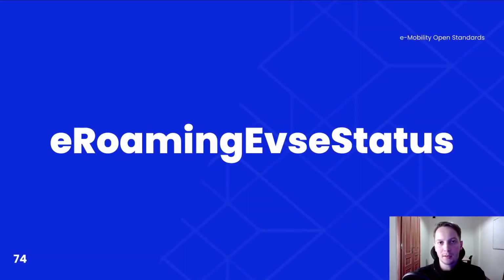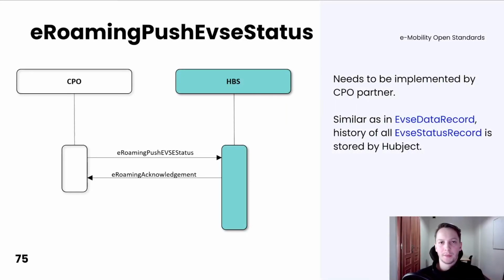Another EVSE related service important from the CPO perspective is eRoamingEvseStatus. In contrast to eRoamingEvseData, it focuses only on dynamic EVSE data, especially status information. It's also very simple, it has only one operation. This operation is eRoaming push eVSEStatus. Of course, it allows us to push dynamic EVSE data to the Hubject platform. Implementation is mandatory for every CPO partner.